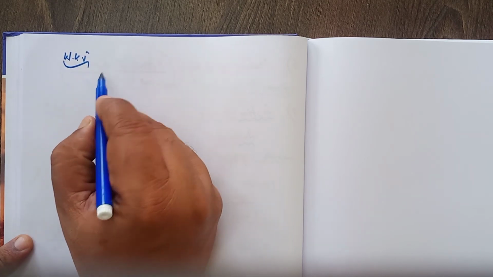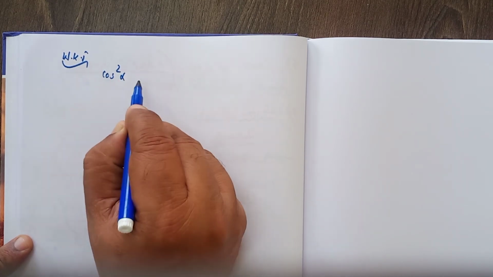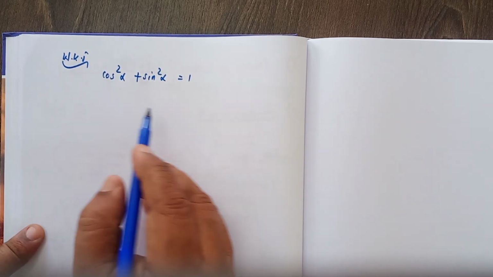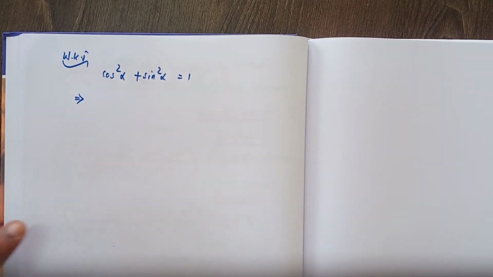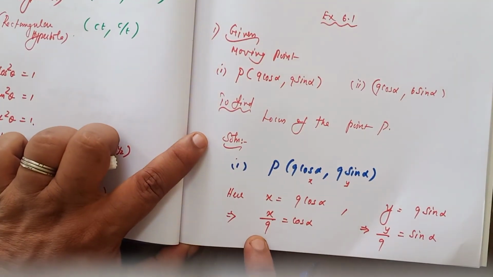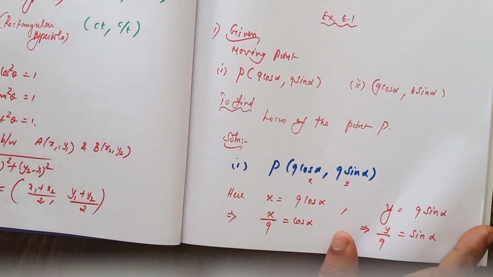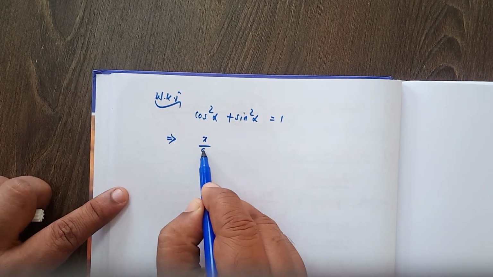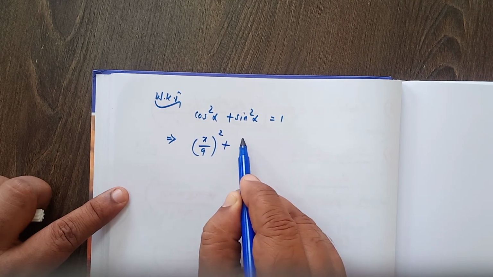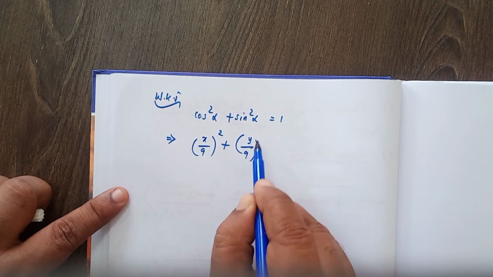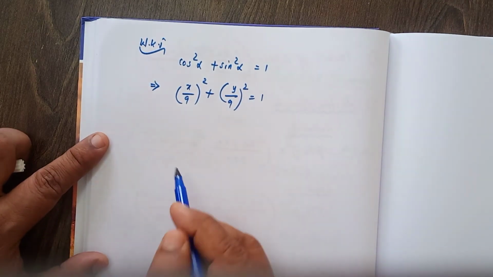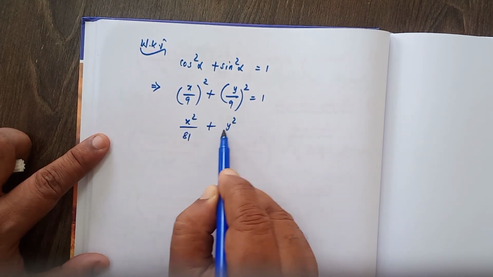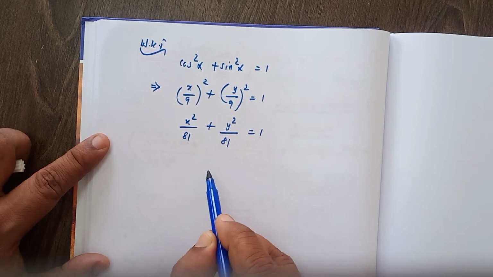We know that cos squared alpha plus sin squared alpha is equal to 1. You know the identity. Here cos alpha is equal to x by 9 and sin alpha is equal to y by 9. So (x by 9) the whole square plus (y by 9) the whole square is equal to 1. That is x square divided by 9 square, which is 81, and y square divided by 81 equals 1.